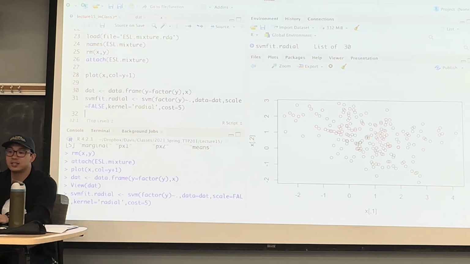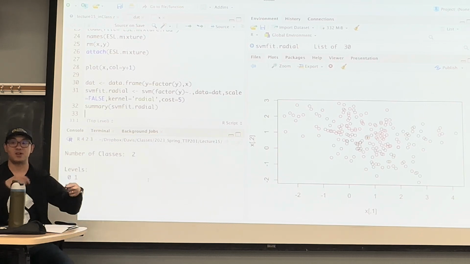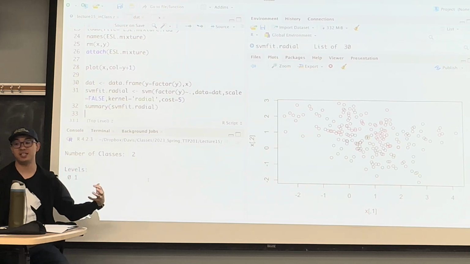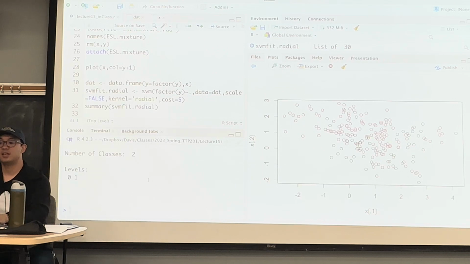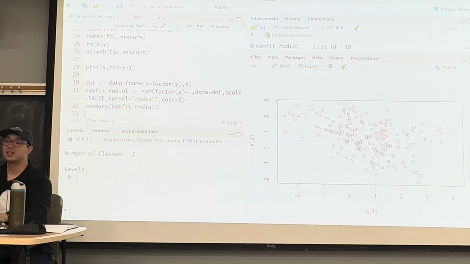Okay, and let's actually look at the summary. svm fit radial. So we have two classes, 103 support vectors. So in this case, our hyperplane is actually supported by many of the points. And you'll find that this is very commonly the case in non-linear hyperplanes.